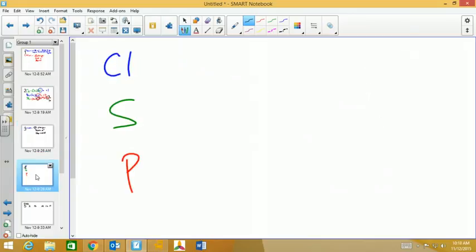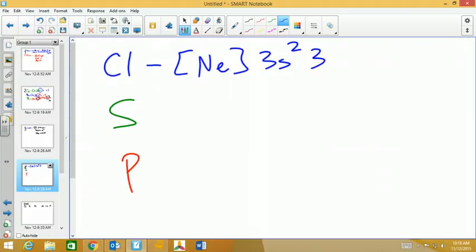Let's look at some non-metals now. Chlorine. Can you tell me, please, what is the shorthand electron configuration for my friend chlorine? It's number 17. So neon 3s2 3p5. Good. Okay. How many valence electrons? He's got 7. 7 valence electrons, right? What's the magic number? 8 is the magic number.